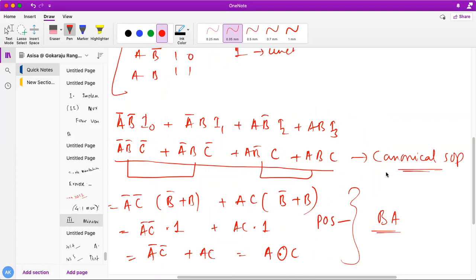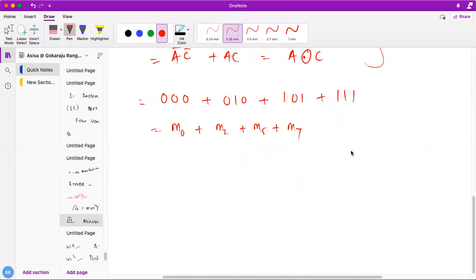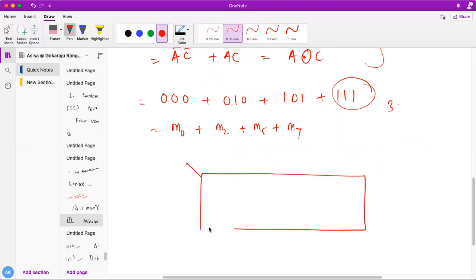So I can also implement this using a K-map. See here, A bar B bar C bar is nothing else but 0 0 0. This is 0 1 0. This is 1 0 1. This is 1 1 1. So obviously these are M0, M2, M5 and M7. So I can also implement it using a K-map. This is a 3 variable K-map, so I can minimize it using a 3 variable K-map also.